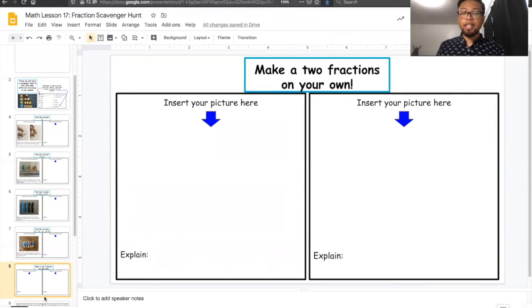The last one is up to you. Make 2 more fractions that you find in your home or maybe outside in nature, and take a picture of them and put your pictures here. What fractions did you find, and explain why you know those are the fractions they are.